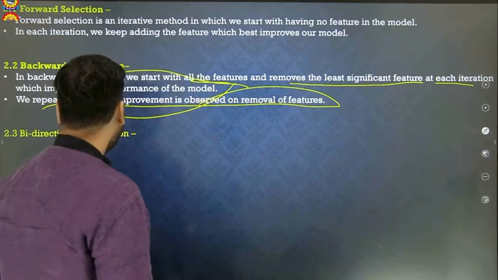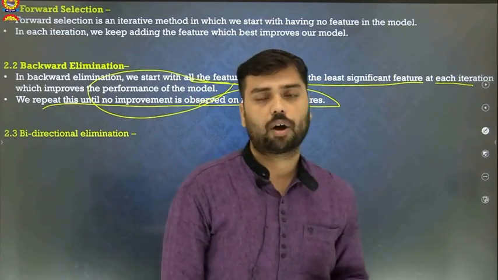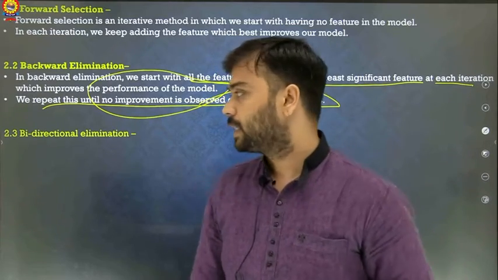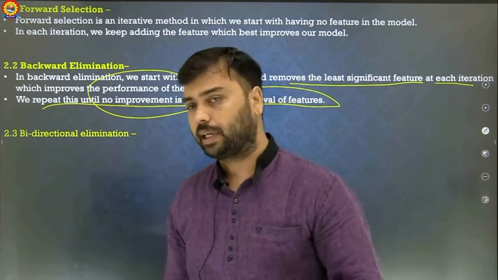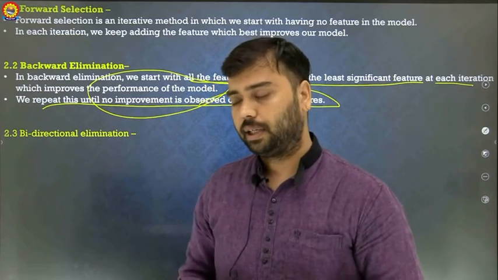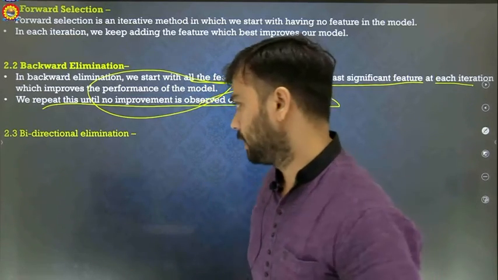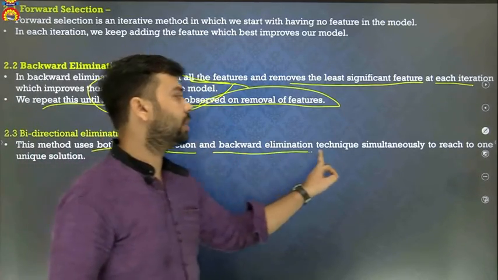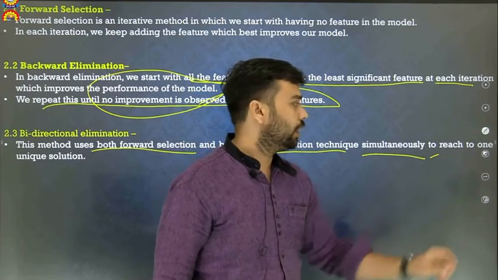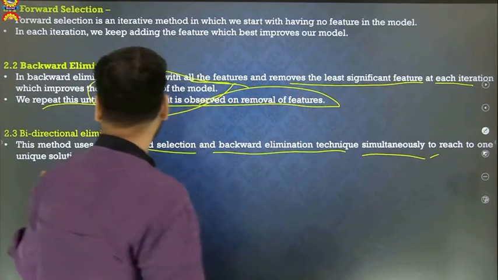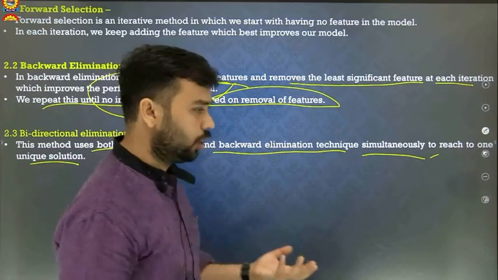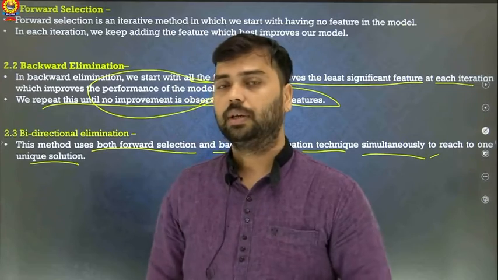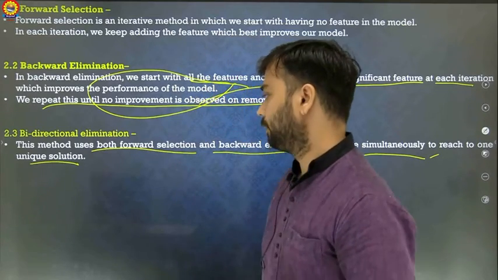Then bi-directional elimination is a combination of forward selection and backward elimination. Both are combined in the bi-direction. It adds features and it deletes features, generating the output simultaneously. This method uses both forward selection and backward elimination techniques simultaneously to reach one unique solution. So it generates a unique solution with both methods used simultaneously.